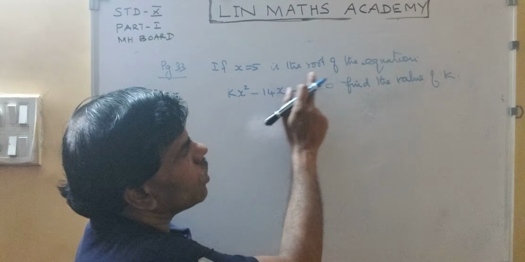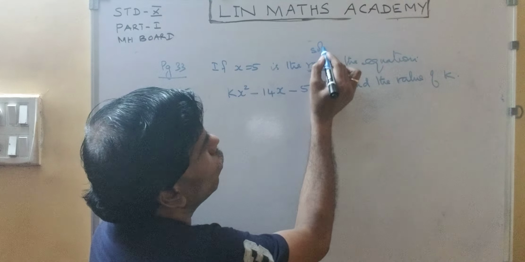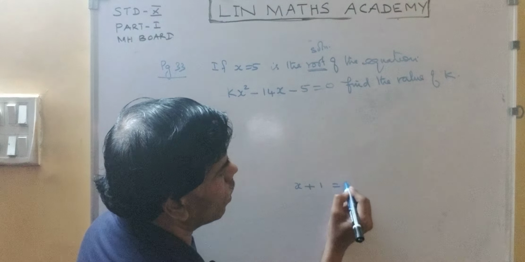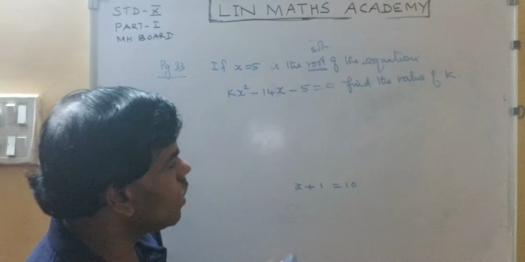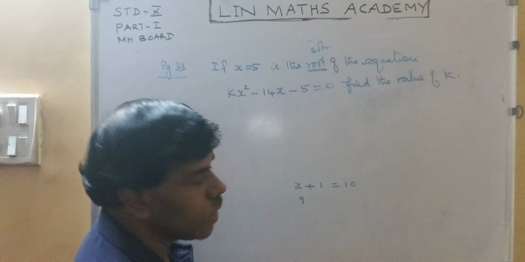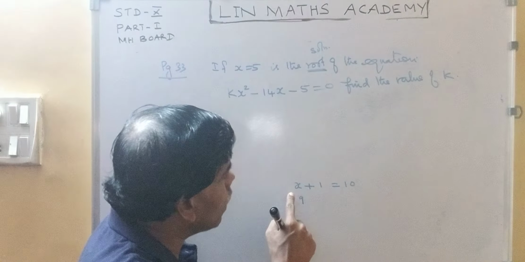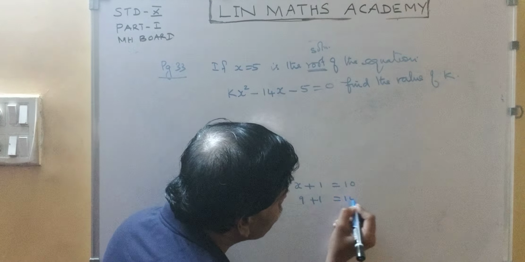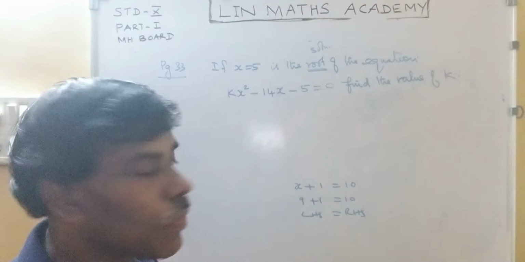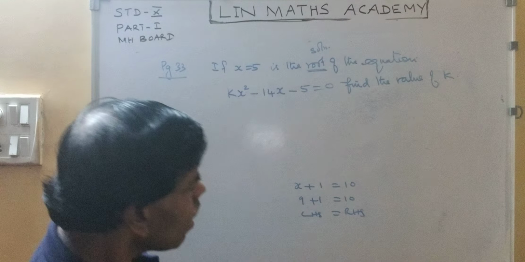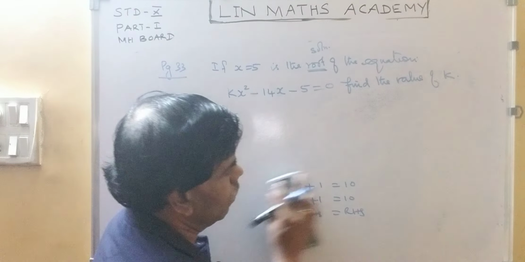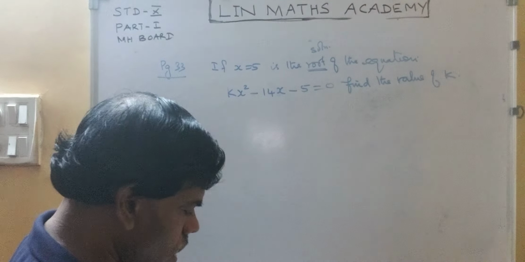If x equal to 5 is the root, what did I tell you? Solution. Now for example, x plus 1 equal to 10. What is the root of this equation or the solution of this equation? That means x equal to 9. So 9 is the solution of this equation. But when you put 9 here, what will happen? Both LHS become equal to RHS. So, see, 9 is the solution means when you substitute here, it will satisfy the equation. So, understand or not?